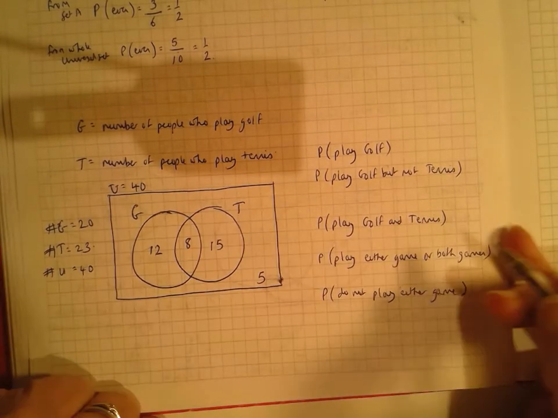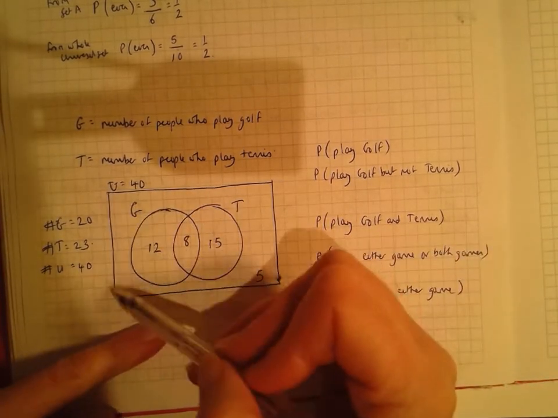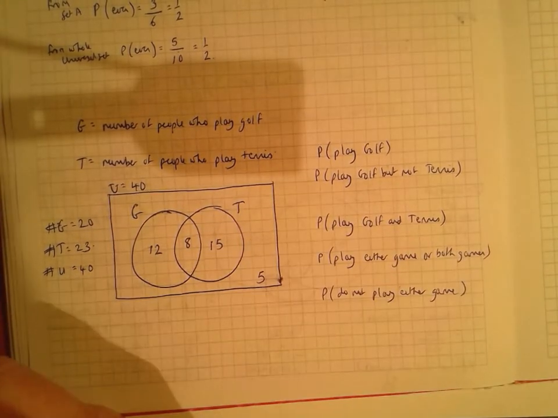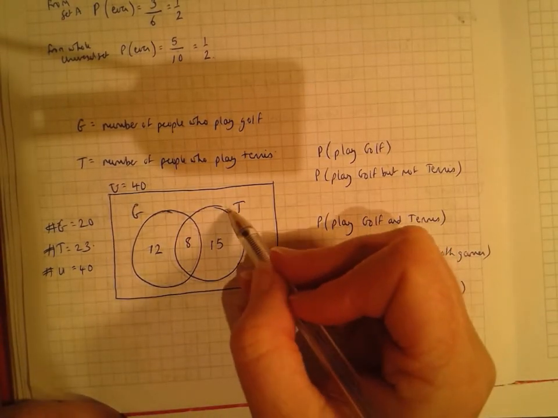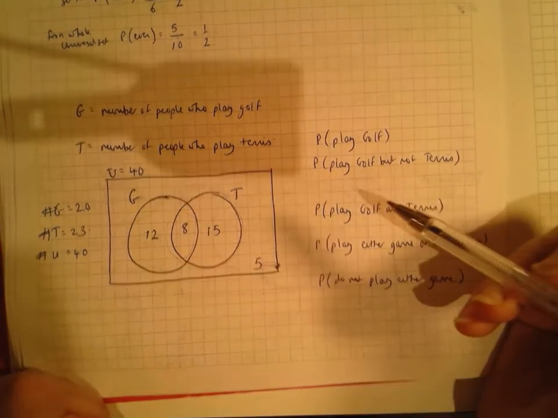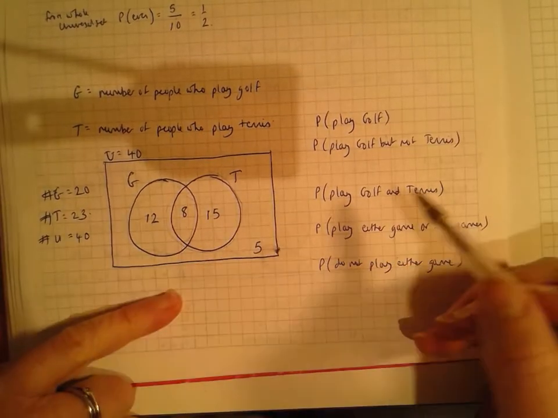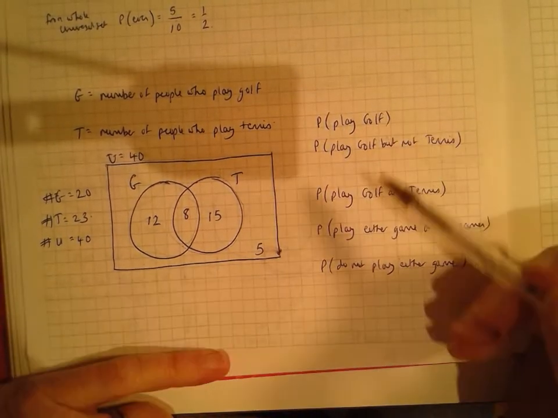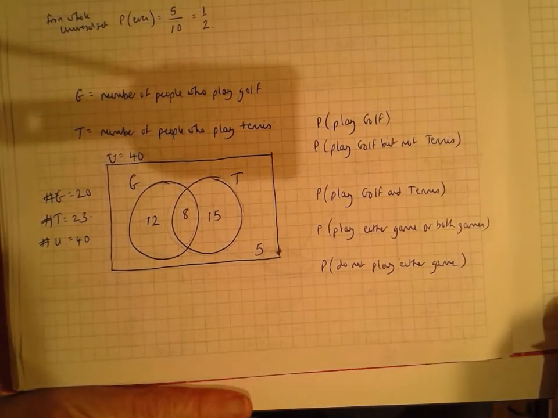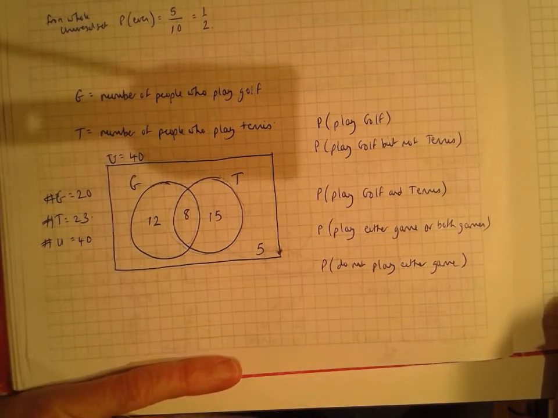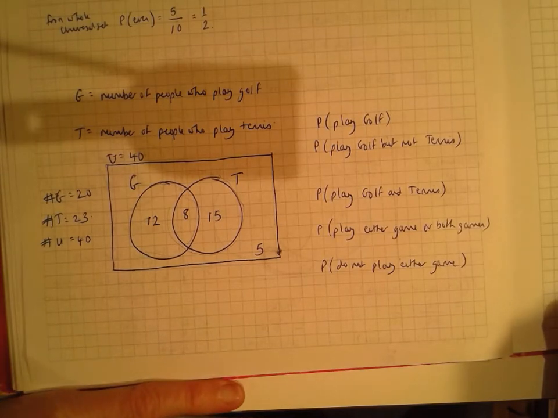Okay, so here we have this group of 40 people. The ones in this circle play golf, the ones in this circle play tennis. So you might get a set of questions like this, and let's just work through them and talk about any issues. In fact, why don't you pause the video, write down what you think the probabilities are, and then start the video again.